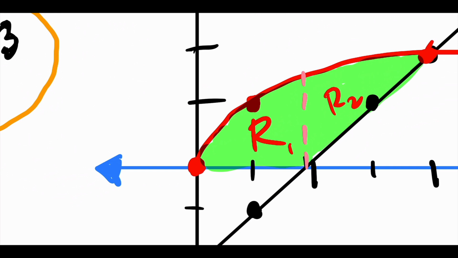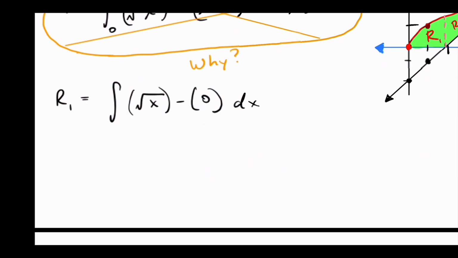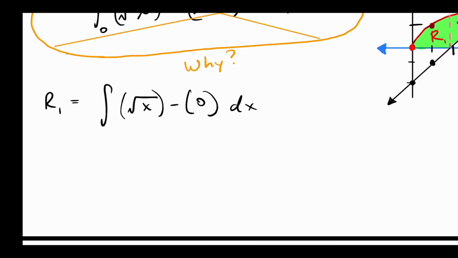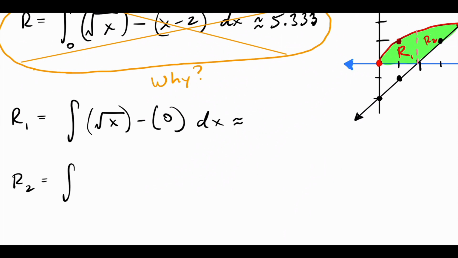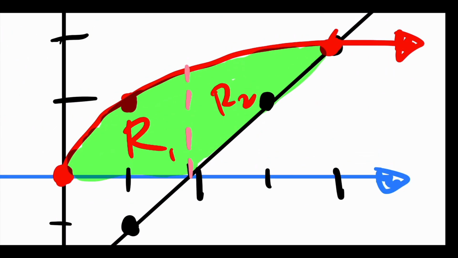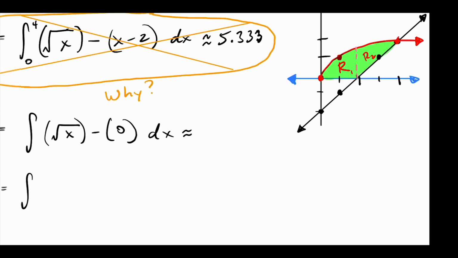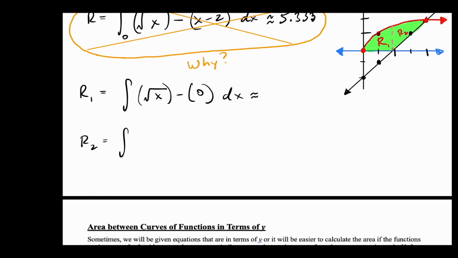You have to find the bounds for R2. It's going to share a bound with R1, so once you find this one, you're good there. But then you have to find out where black and red intersect. Okay, so do that. And then we're going to add those two together and we'll get R1 plus R2. Use your calculator to figure those out.